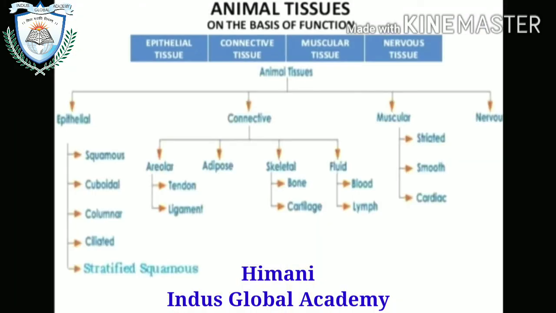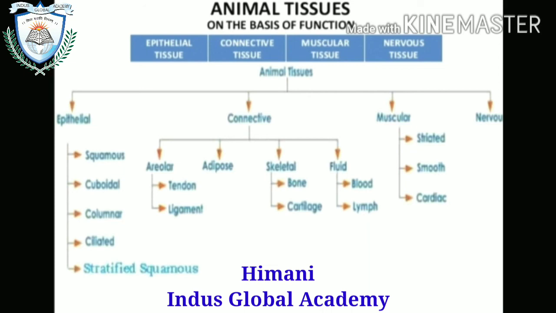After that, animal tissue. Based on their function, there are four types of animal tissue: epithelial tissue, connective tissue, muscular tissue and nervous tissue. Further, epithelial tissue is divided into five types: squamous epithelial, cuboidal epithelial, columnar, ciliated and stratified squamous epithelial. Connective is further divided into four types: areolar, adipose, skeletal and fluid.